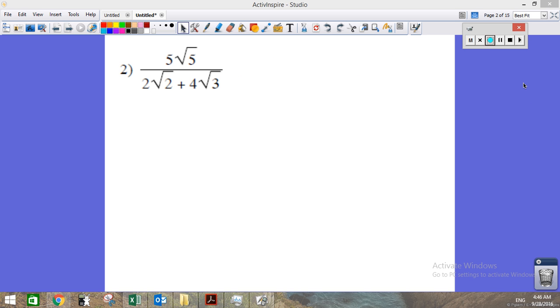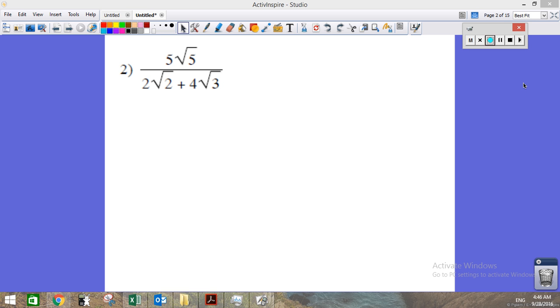Alright, so let's take a look now at problem number 2. This is all in preparation for an upcoming quiz over that skill 6 with the radicals, with addition of radicals, subtraction of radicals, multiplication and division of radicals, and simply evaluating radicals.